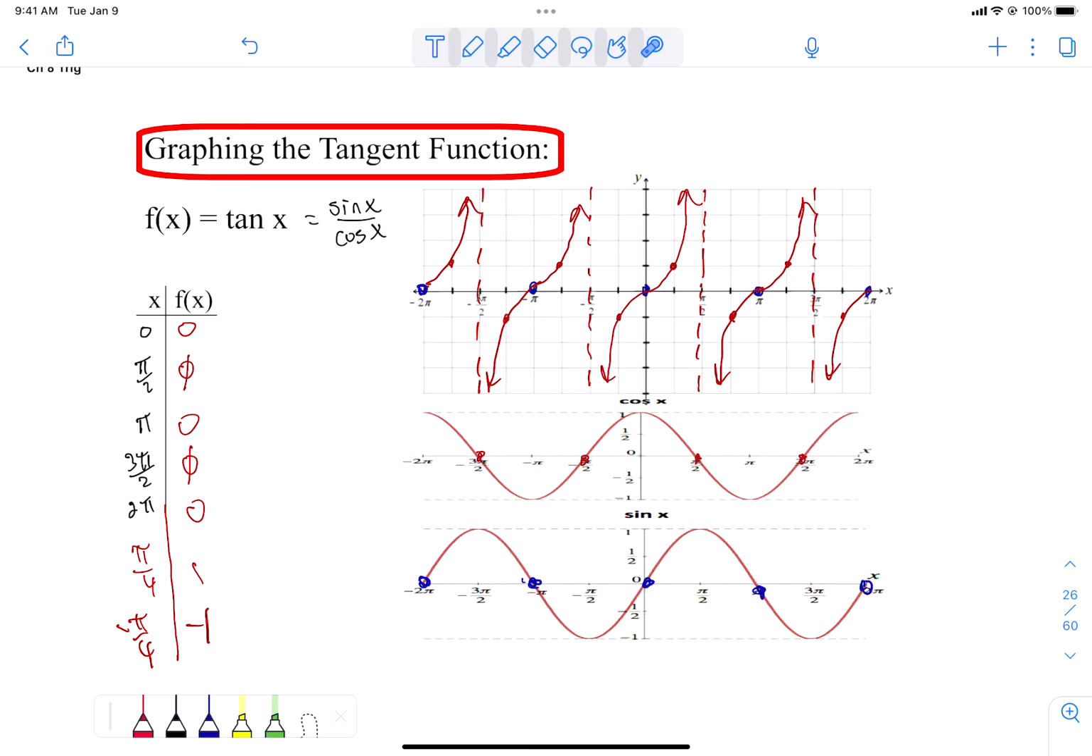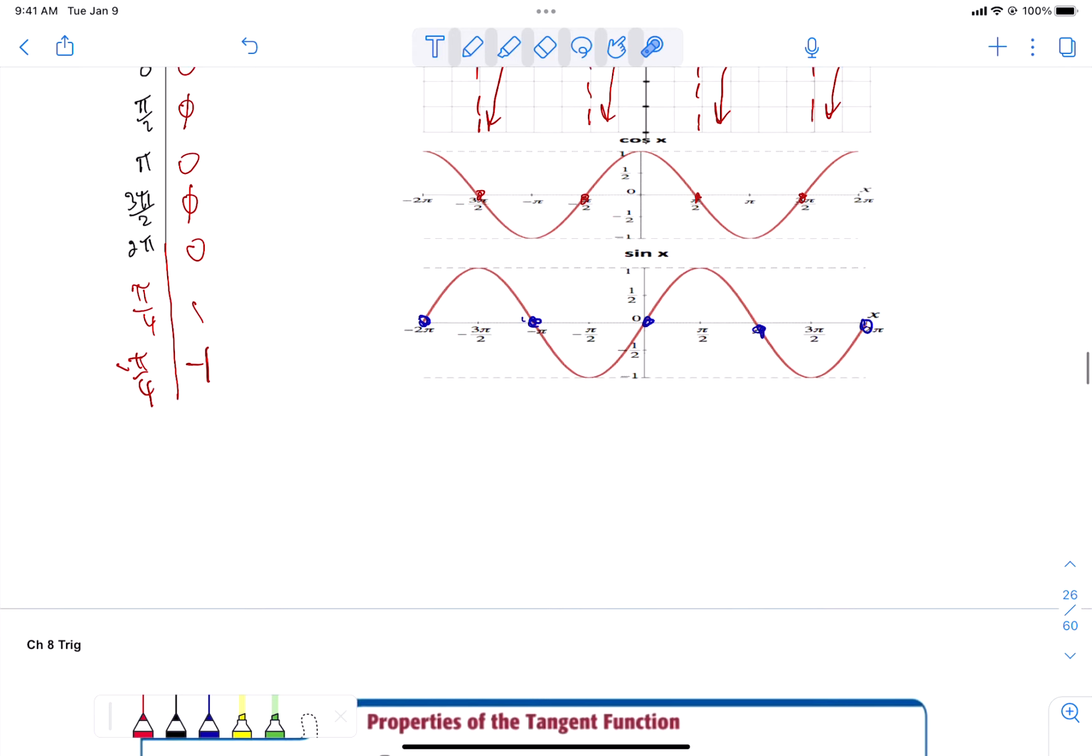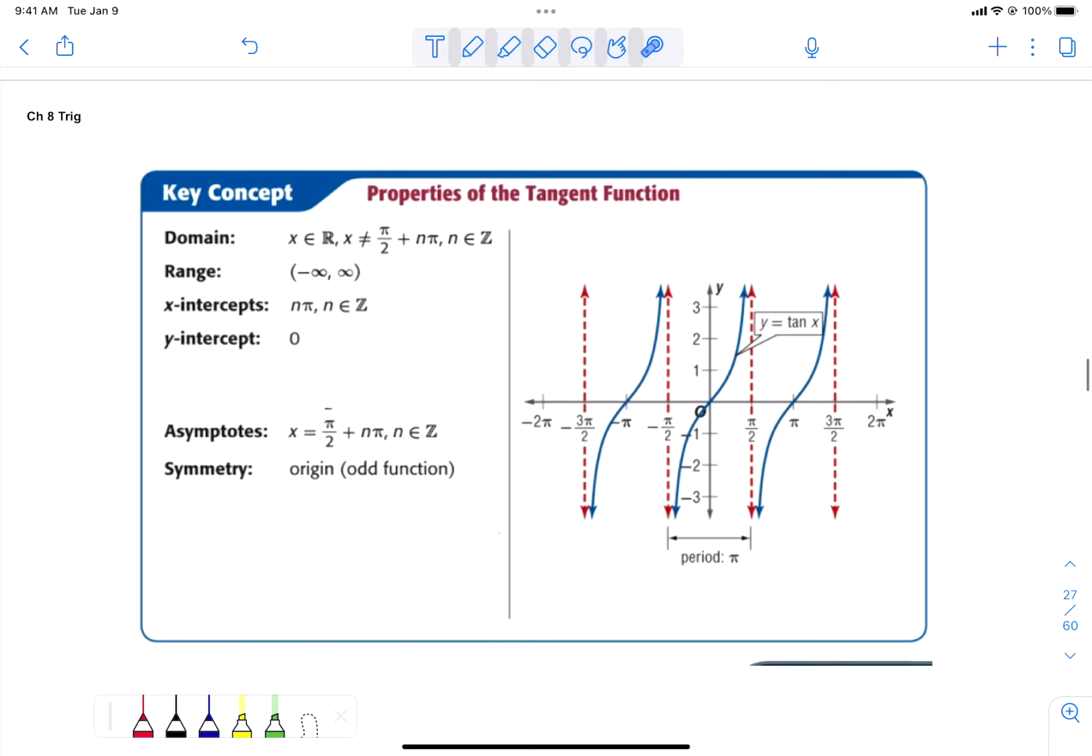So where our sine and cosine were these lovely waves, the tangent has these spots that are undefined because it's a fraction. You get that zero in the denominator, it's going to mess things up. Okay? So there's the tangent function. So let's just kind of look at some of the properties.